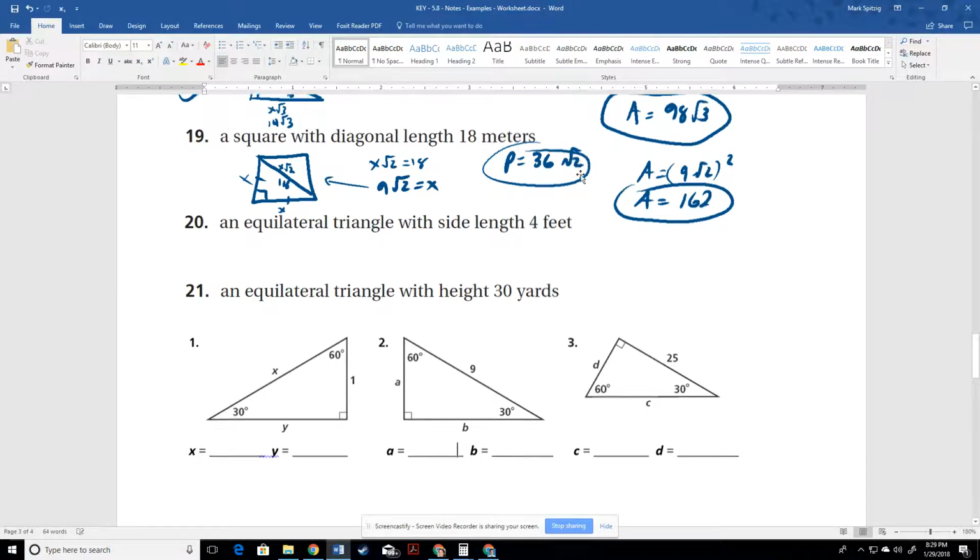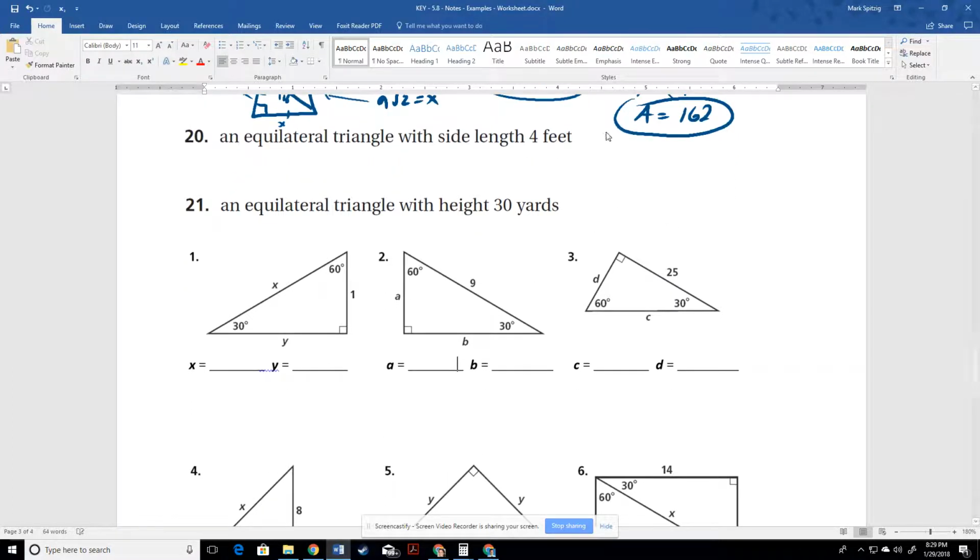Don't forget. Okay, an equilateral triangle with a side length of 4 feet. Okay, so we sketch out an equilateral triangle. And so we get 4, 4, and 4. So that's super easy as far as perimeter goes, 12. But to find the area, we need to find the height. And so remember that this is 60 and this is 60.